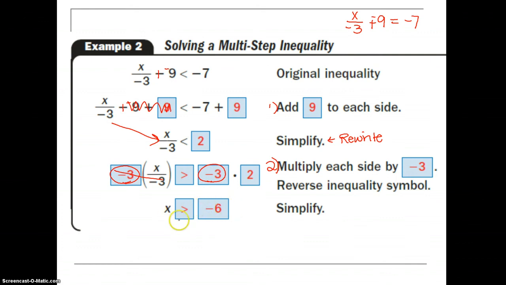Again, you can always go back and check your work. Pick a number that's greater than negative 6, like 0. Plug it in. 0 divided by negative 3 is 0, plus negative 9 is negative 9. Is negative 9 less than negative 7? Yes, it is. That checks.